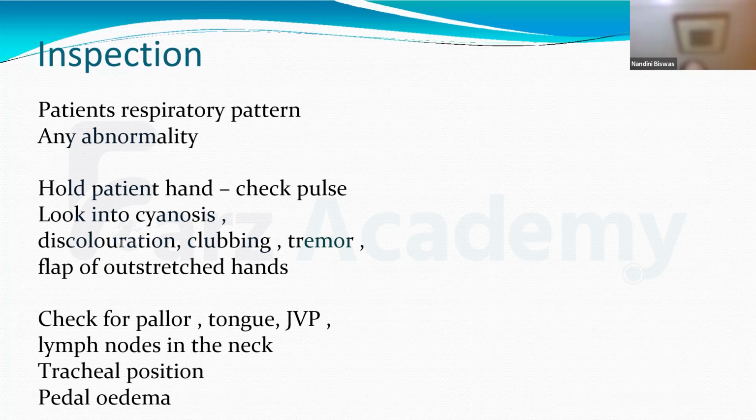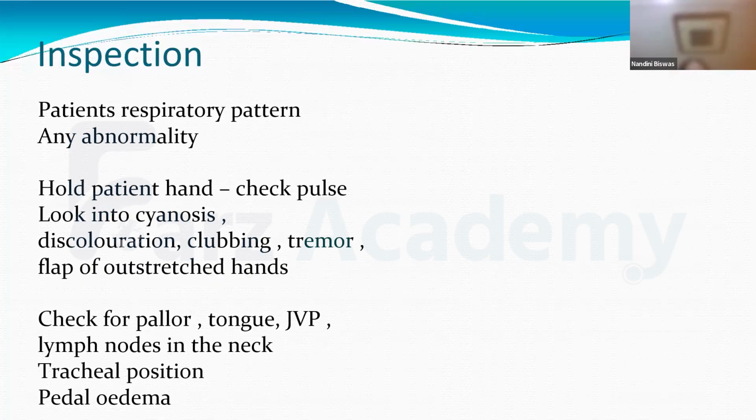Look for fine tremor as you hold the hand. Then you ask the patient to stretch his hands out, cock up the hands, and examine for 10 seconds to see if there's flap of the outstretched hands. Very, very important. Please do that.